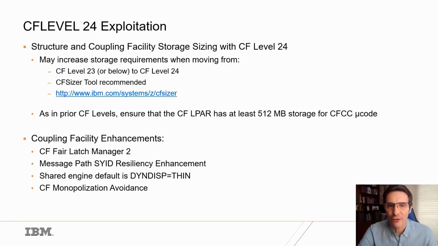With the advent of a new hardware level comes a new CF level, in this case CF level 24 for the Z15. As with any other migration to a new level of the CF, it is important to run the CF sizer tool listed here to make sure that you can handle any increased storage requirements when moving from one level to the next. And as in prior CF levels, it's important to make sure you have at least 512 megabytes of storage available for your CFCC microcode.